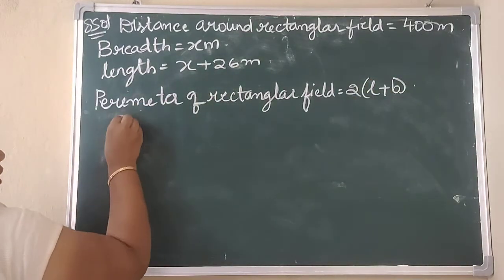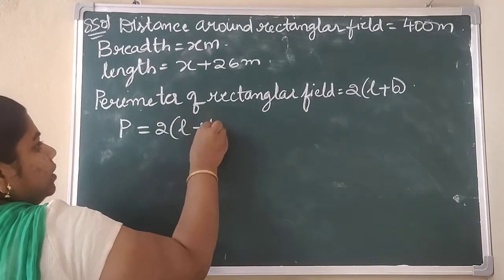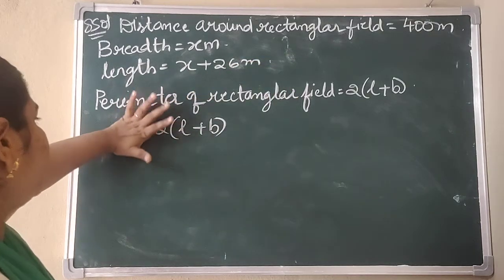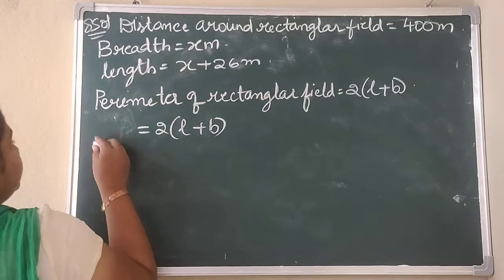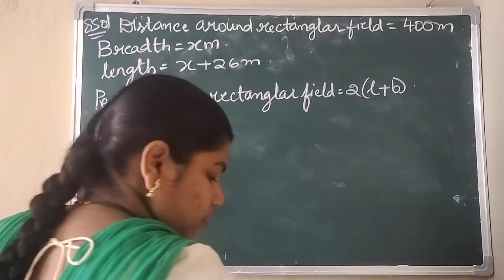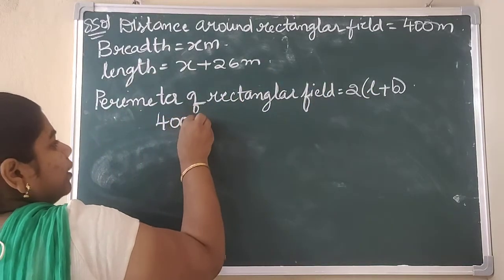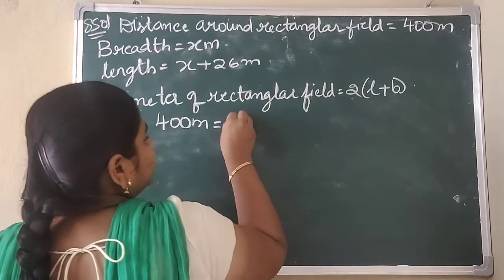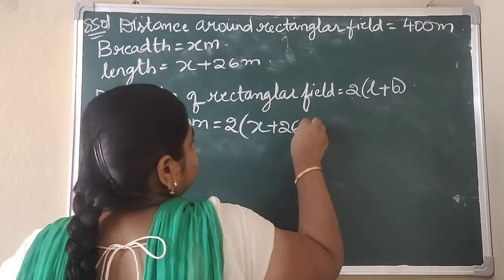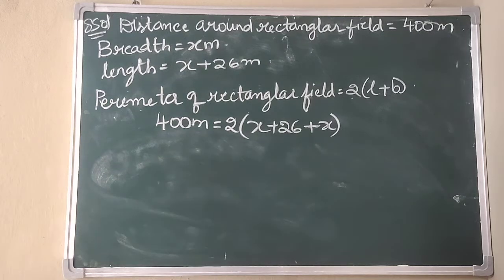So this perimeter I am taking it as P equals to 2 into L plus B. So what is the perimeter here? Perimeter is nothing but 400 meters. Already they have given. So I am substituting here. So perimeter of rectangular field is 400 meters. 400 meters is equals to 2 is a constant value. Length value is how much? X plus 26 plus breadth value is how much? X. Okay, now we have to solve this.